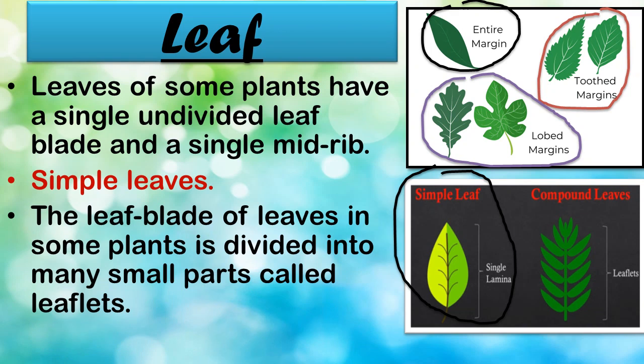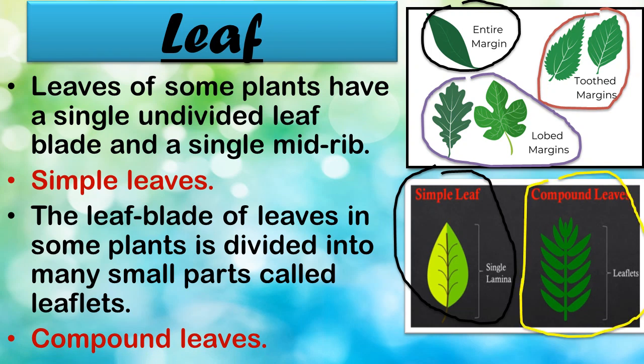Okay, and the next kind of leaf is the compound leaf. The leaf blade of leaves in some plants is divided into many small parts called leaflets, and these leaves are called compound leaves. So here you can observe the difference between simple leaf and compound leaf.